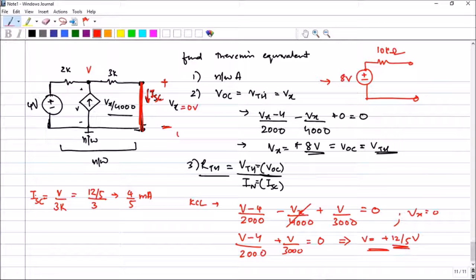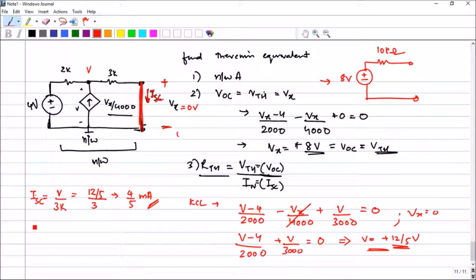Be very careful with the current values, because in competitive exams like GATE, you will get the options in milliamperes and they will expect that you have put it in amperes, and they will do it the other way also. So you have to be very careful while writing all these units.